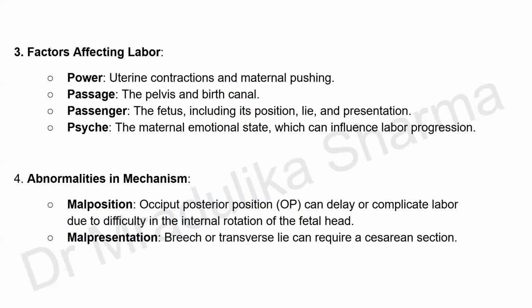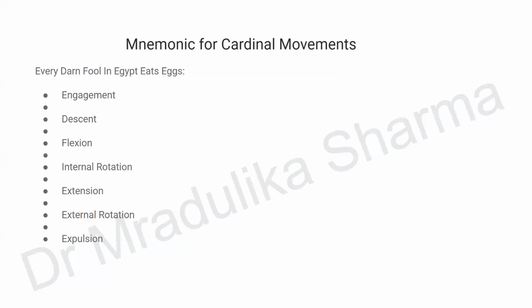Then the abnormalities in the mechanism. It could be malposition: the occipito-posterior position can delay or complicate labor due to difficulty in the internal rotation of the fetal head. Malpresentation is when there is something other than the vertex, like breech or transverse lie, and these basically require a cesarean section nowadays. Now, here is a mnemonic for the cardinal movements to remember. Every damn fool in Egypt eats egg. E for engagement, then descent, flexion, internal rotation, extension, external rotation, and last the expulsion.